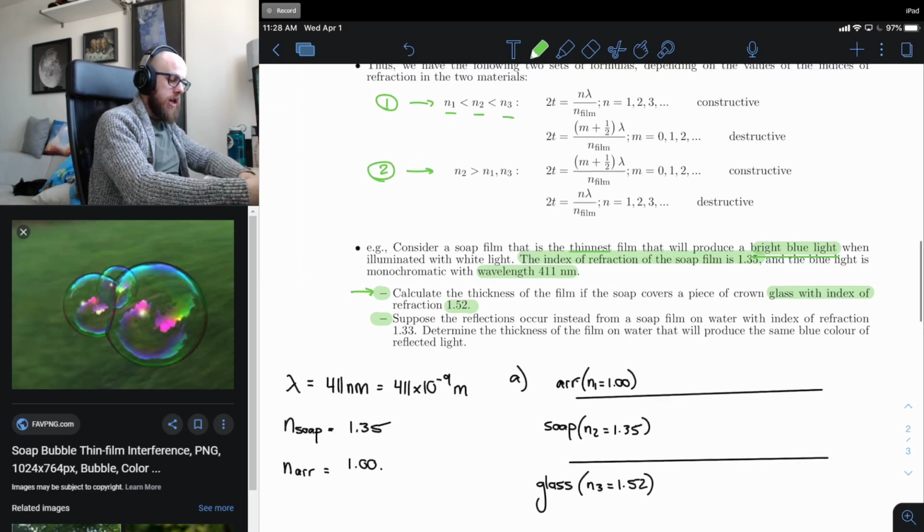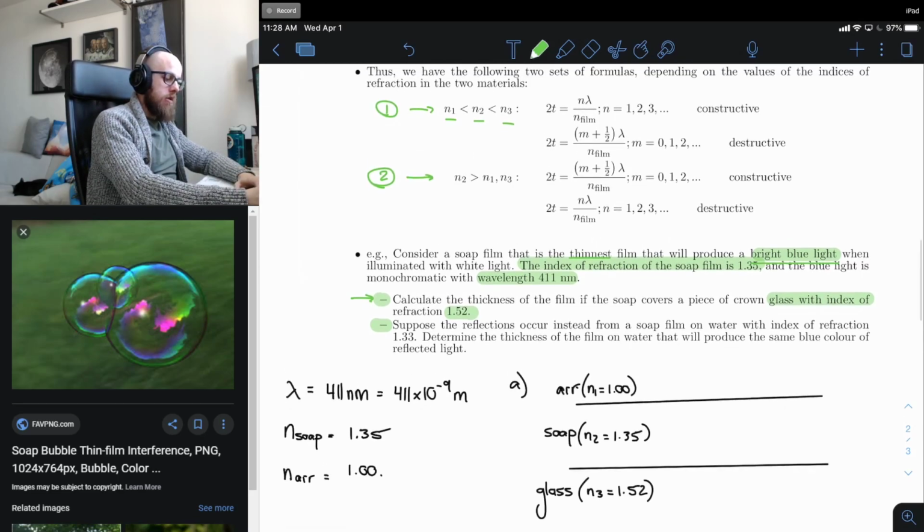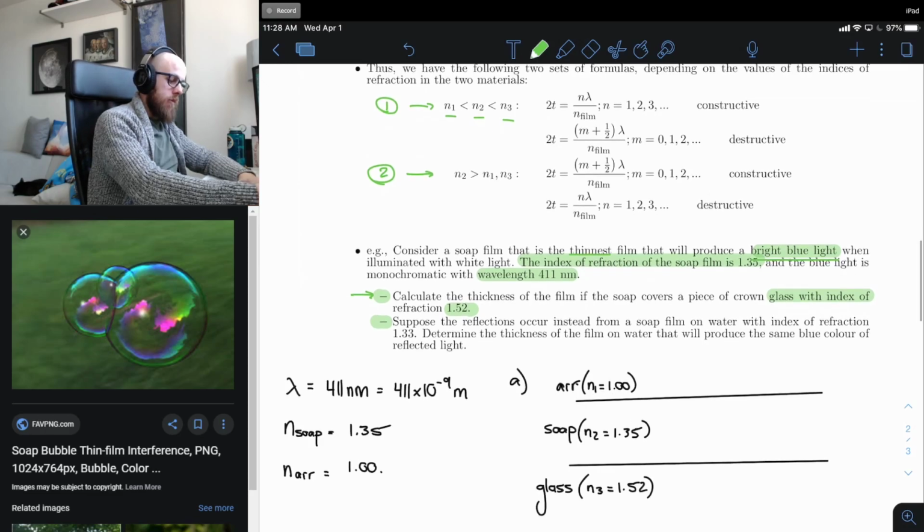Okay, so I'm definitely dealing with scenario one here, right? We want constructive interference, because it's creating a bright blue light afterwards. Also, we know that the index of refraction of the air is less than the index of refraction of the soap, which is less than that for glass, which means we are dealing with this formula right here. I'll draw a little box around that. So we're going to apply this formula.